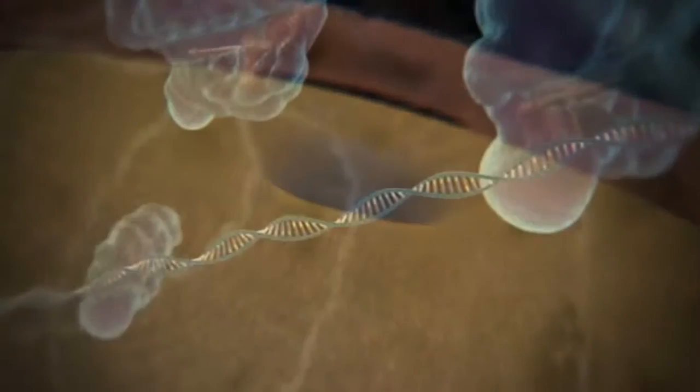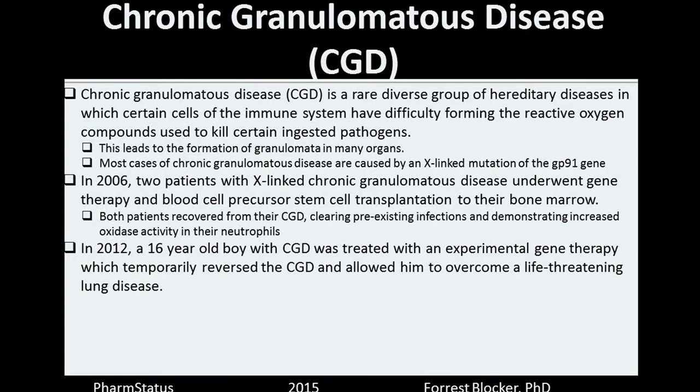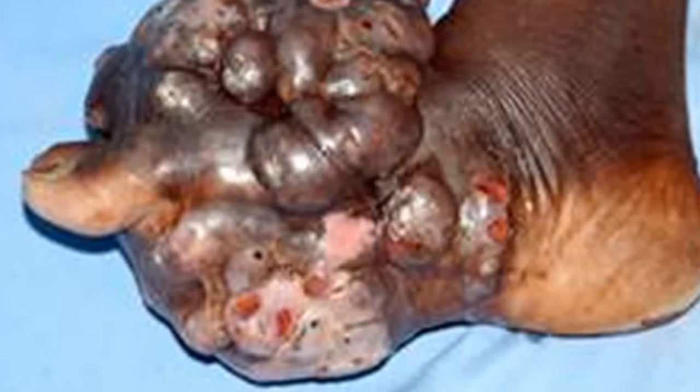So that's quite encouraging. The next disease, which is an immune deficiency disease that I want to talk about, is chronic granulomatous disease, or CGD. It is a rare and diverse group of hereditary diseases in which certain cells of the immune system have difficulty forming the reactive oxygen compounds used to kill certain ingested pathogens. This leads to the formation of granulomata in many organs.